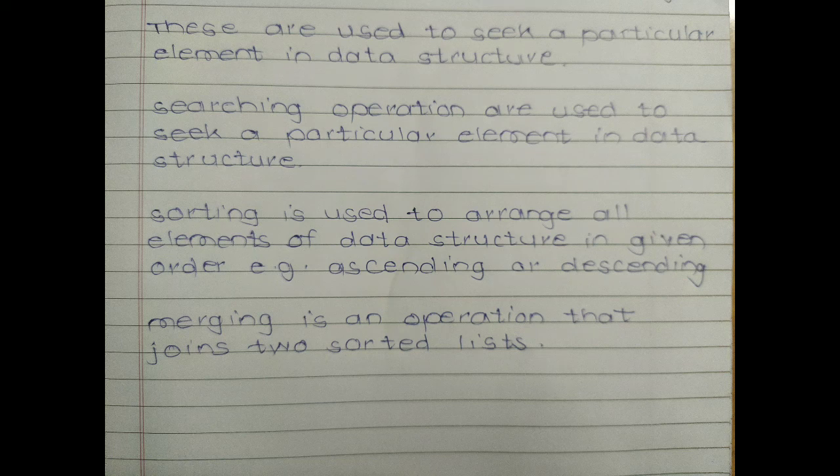Searching operations are used to seek a particular element in data structure, and sorting operation is used to arrange all elements of data structure in given order, example ascending or descending. So this is about searching and sorting operation. Now merging operation, it is an operation that joins two sorted lists. So these are three operations in selection type.